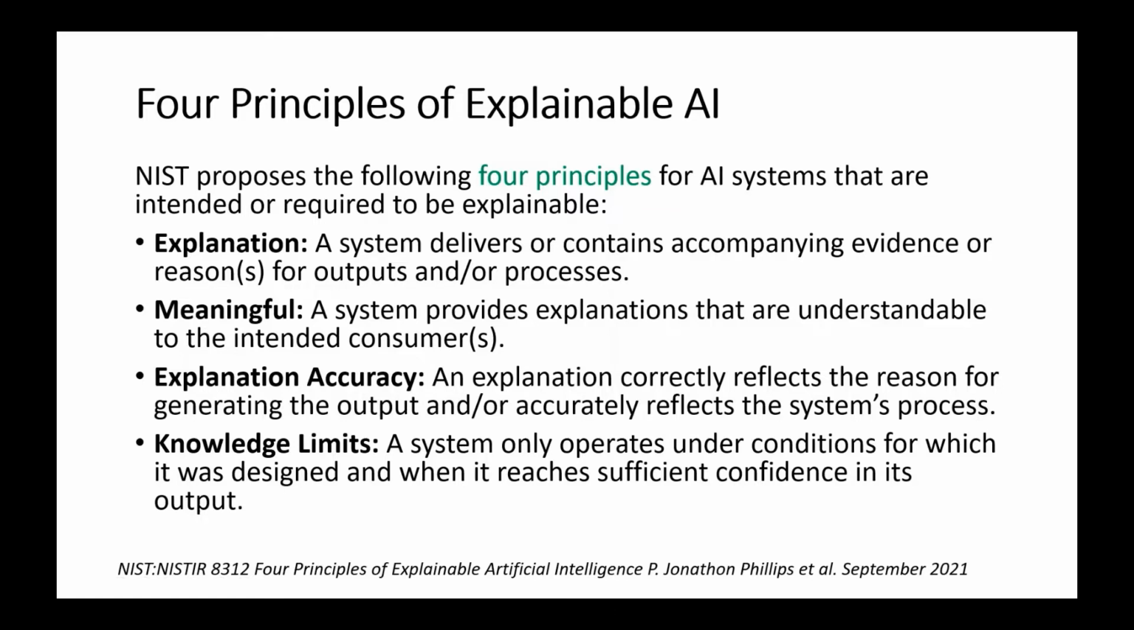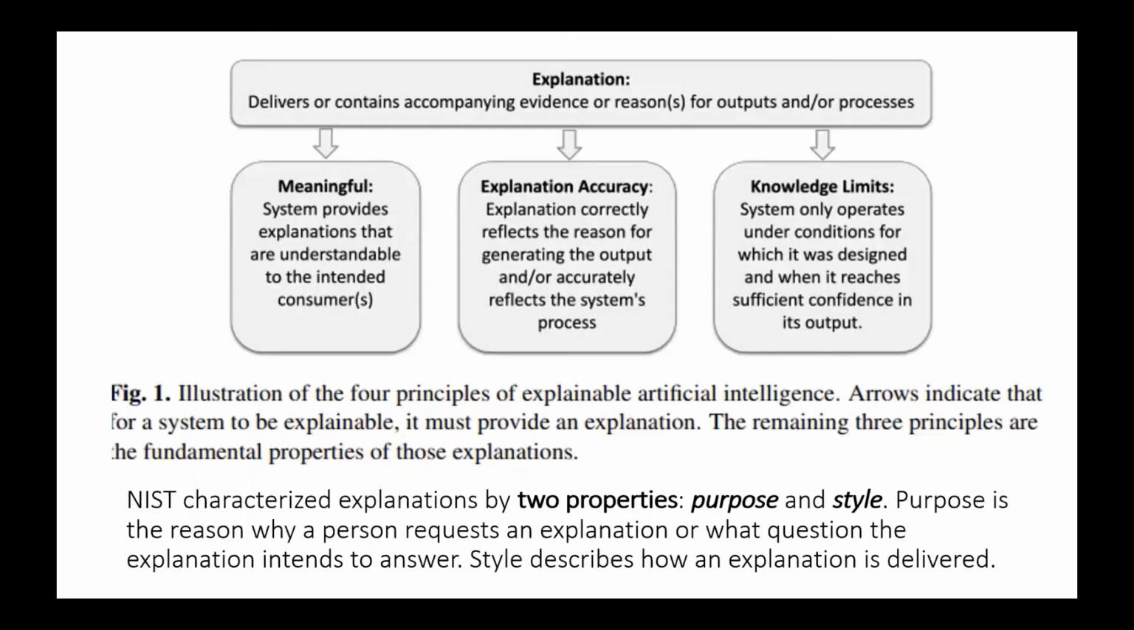So does the output effectively reflect the system's process? The system may be doing one thing while I'm explaining a different way. That's not the explainable AI principle. Then knowledge limit. A system only operates under conditions for which it was designed, and when it reaches sufficient confidence, what is the knowledge parameter that it is embedded with, what it can or cannot do. That limitation needs to be explained.